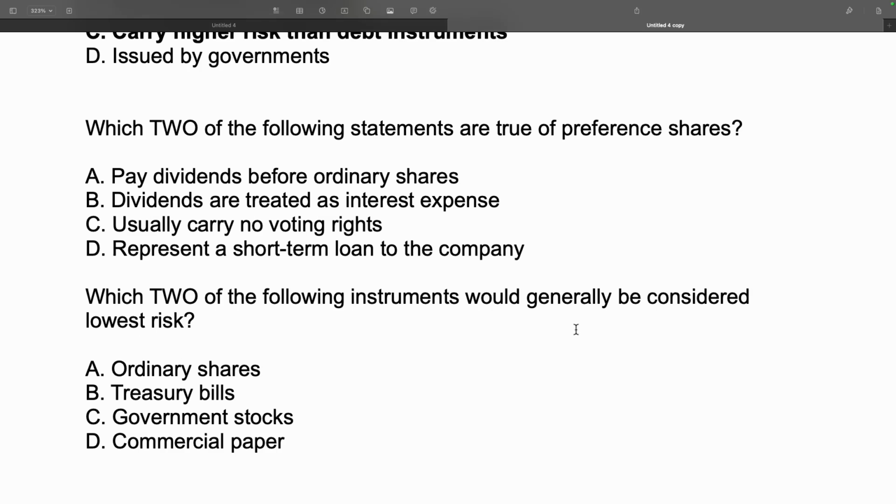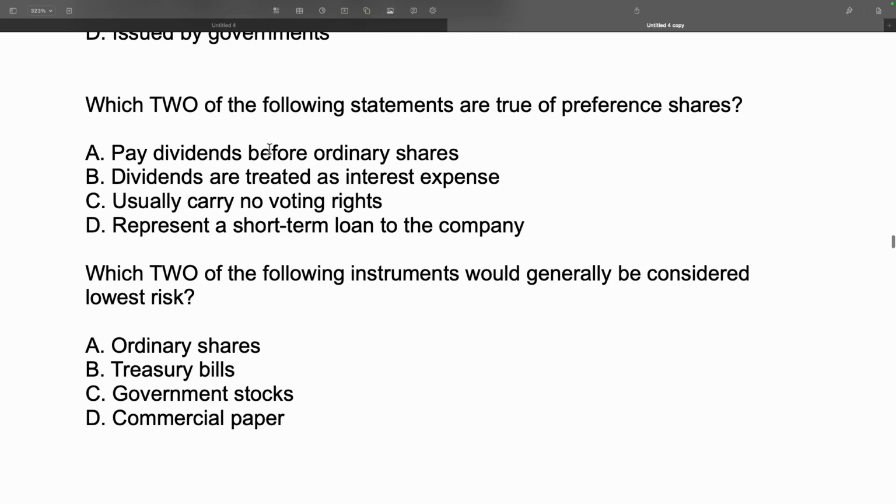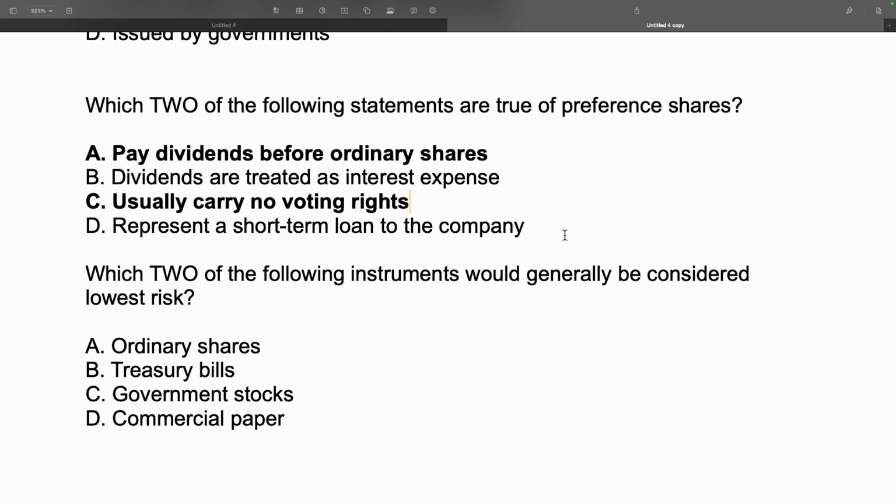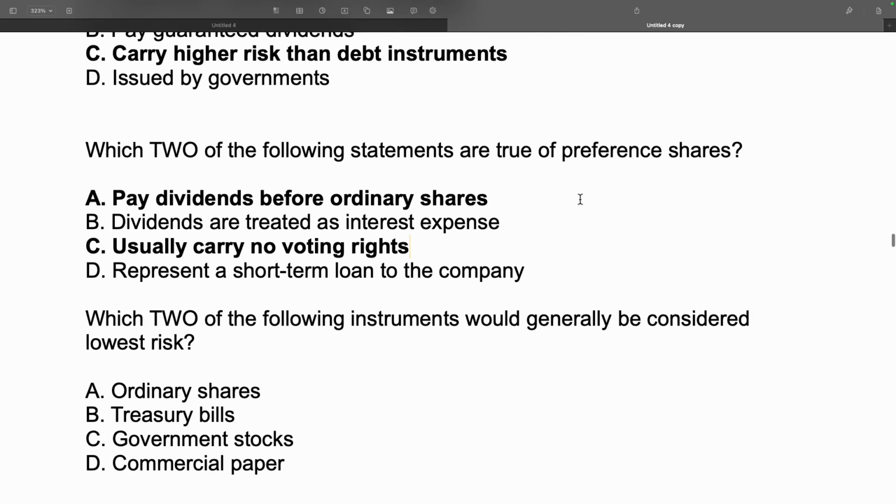Then which two of the following statements are true of preference share? Well, they pay dividend before ordinary share. That is true. Remember, that is true. They normally pay dividend before ordinary share. Dividend treated as interest expense? No. Usually carry no voting right. Okay, that's one of the ideas of preference share.